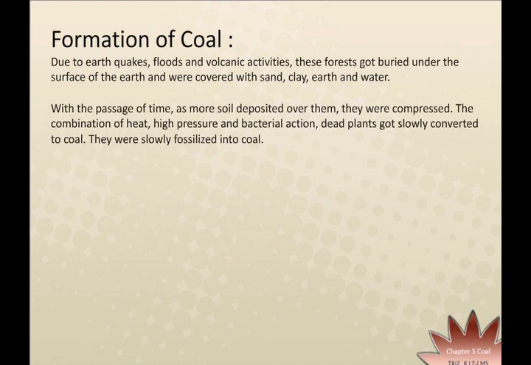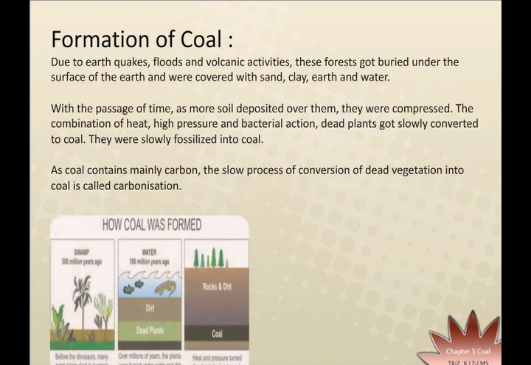With the passage of time, as more soil deposited over them, they were compressed. Through the combination of heat, high pressure and bacterial action, dead plants got slowly converted to coal. They were slowly fossilized into coal. As coal contains mainly carbon, the slow process of conversion of dead vegetation into coal is called carbonization.